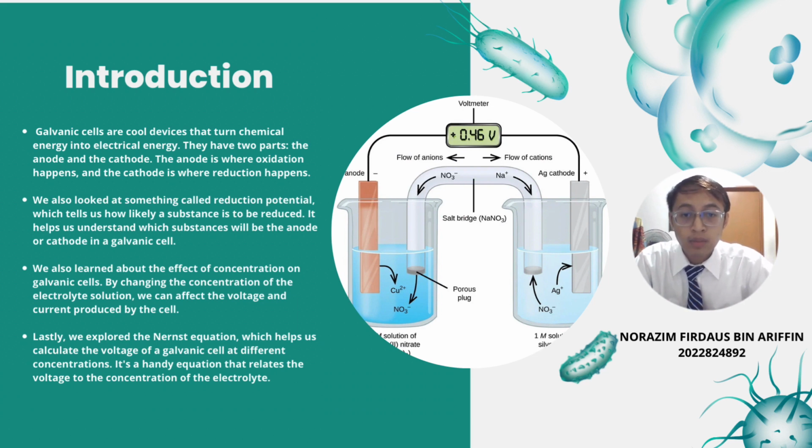Lastly, we will explore the Nernst equation, a valuable tool in our kit. This equation allows us to calculate the voltage of a galvanic cell at a different concentration, providing us with insight into how the cell behaves under varying conditions. As we can see in the figure, that is an example of a galvanic cell.